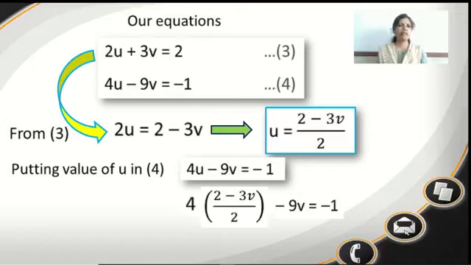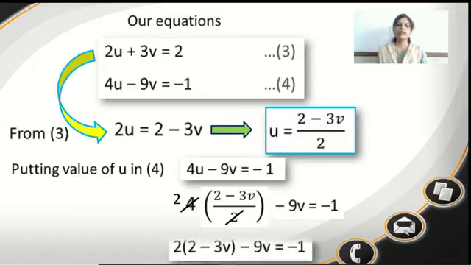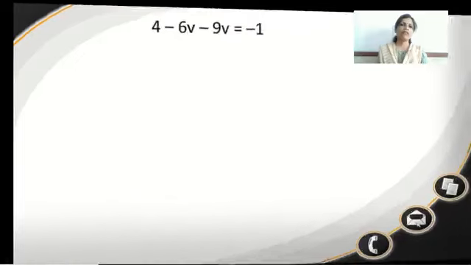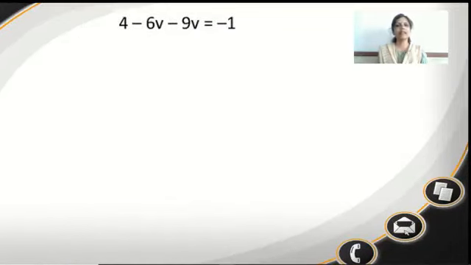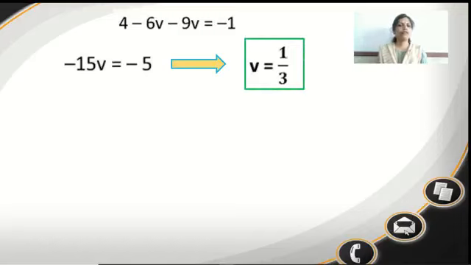So here we can cancel this 2, and 2 2's are 4. So what are you left with then? 2 in the bracket 2 minus 3v, minus 9v is equal to minus 1. Let us solve this, and we are getting 4 minus 6v minus 9v is equal to minus 1. Still we need to simplify this to get the value of v. So minus 15v is equal to minus 5. We can cancel minus from both the sides. So we are left with v is equal to 1 upon 3.